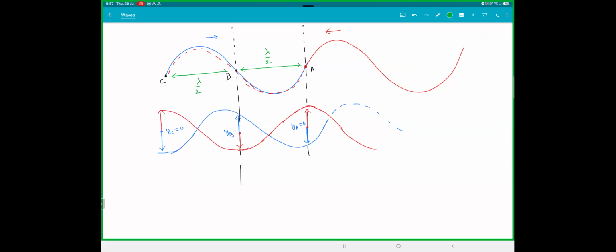Means for every lambda by 2, you will find a point which won't move. So if you look here, A, B, C are nodes. It doesn't happen only at one single point. Along the whole string, there are multiple points which will not move. And the distance between consecutive nodes is lambda by 2.